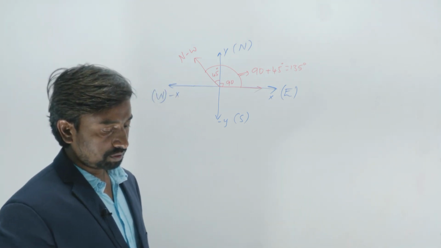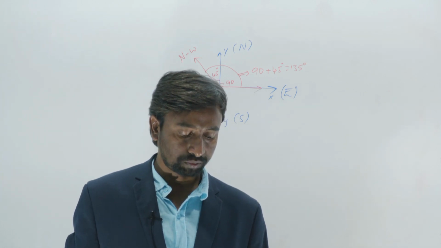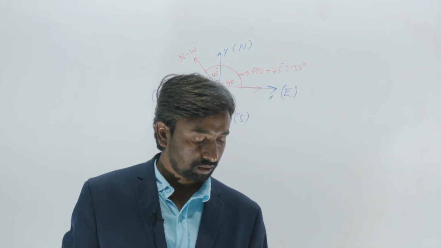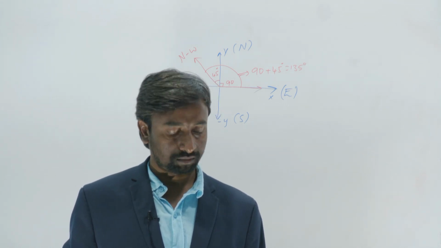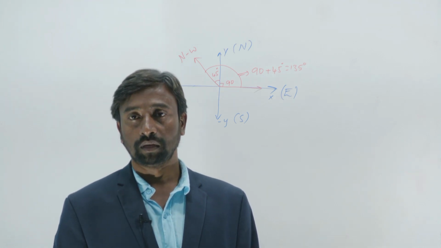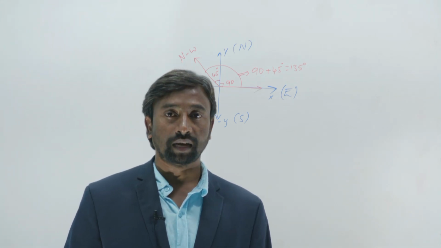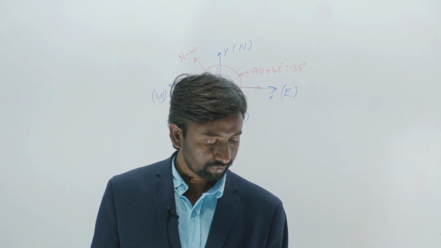Now, the eighth question. Two vectors have the same direction but different magnitudes. Vectors with the same magnitude but in the opposite direction are said to be negative vectors.